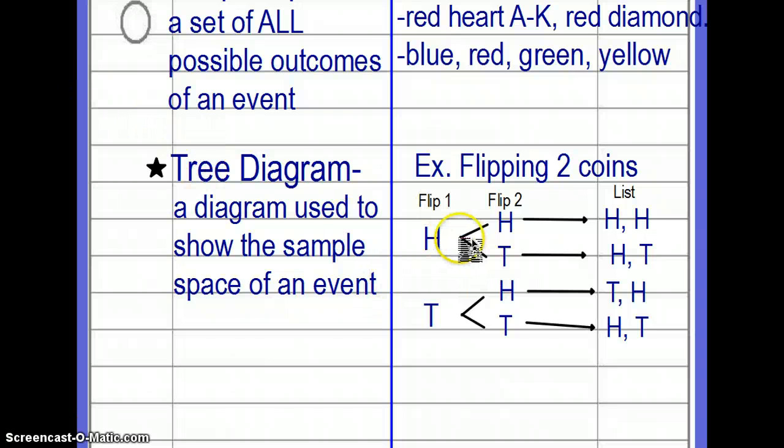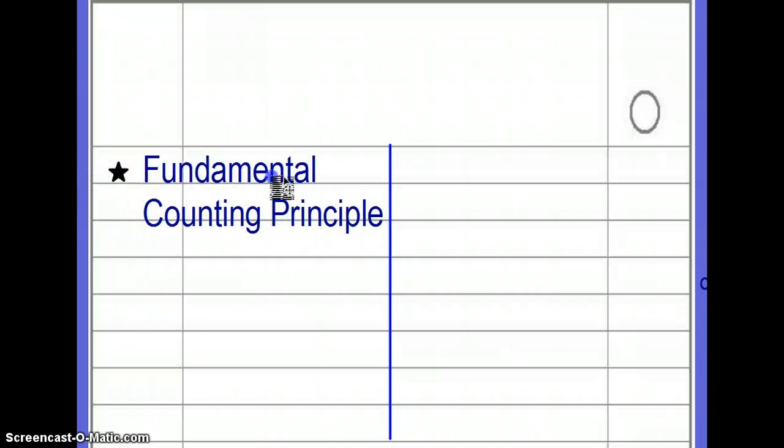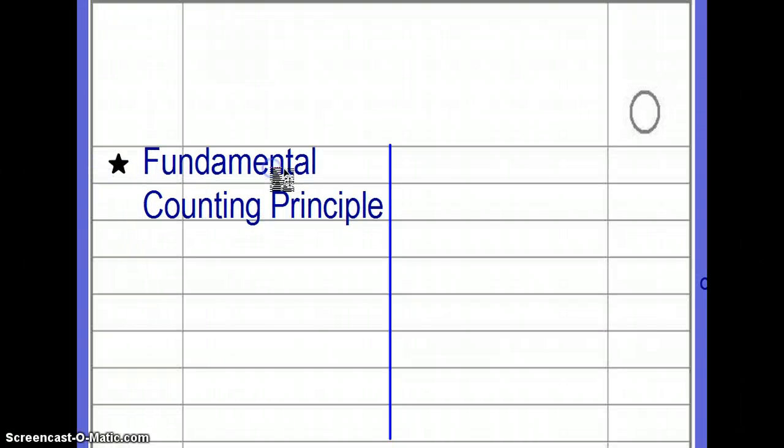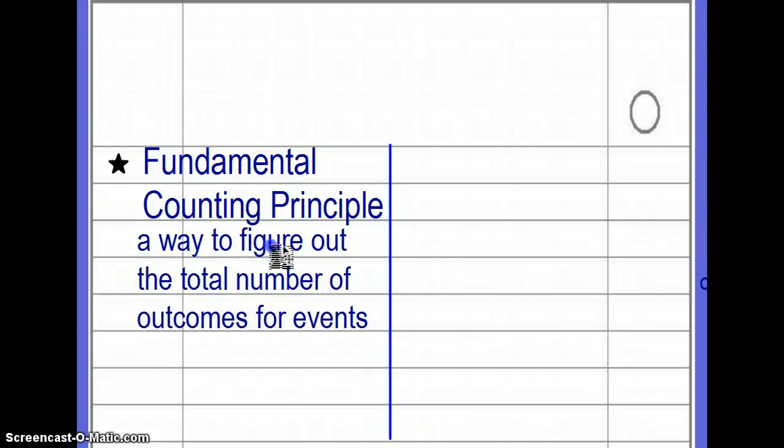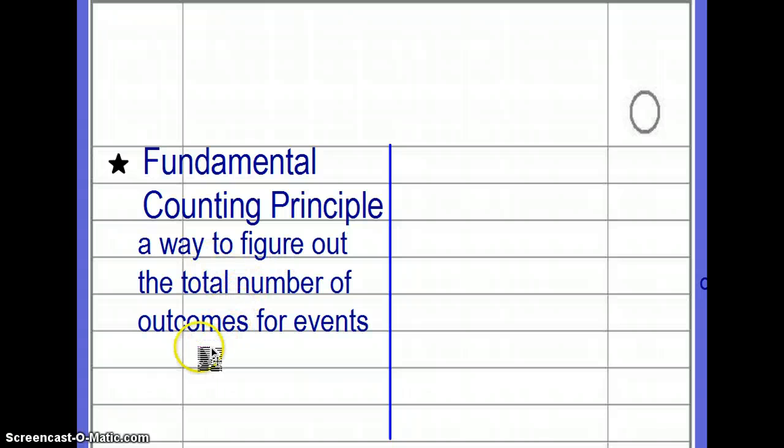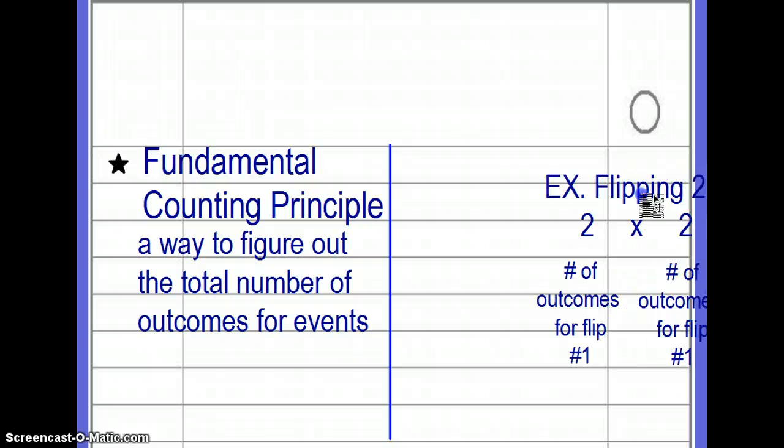So moving from a tree diagram, we found that there were 4 possible outcomes. This is the sample space, though, what the outcomes actually are. But there's another way that you can figure out the number of possible outcomes. That is called the fundamental counting principle. Now it has this big long name, but it's really, really easy. It's a way to figure out the total number of outcomes of an event. So we're going to use that same example of flipping 2 coins.